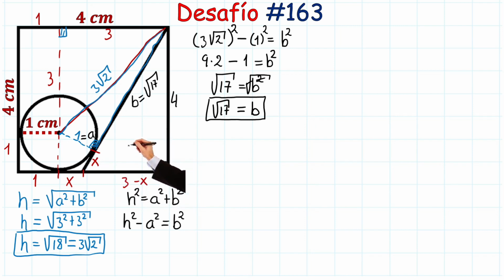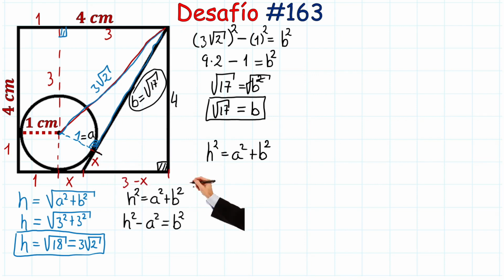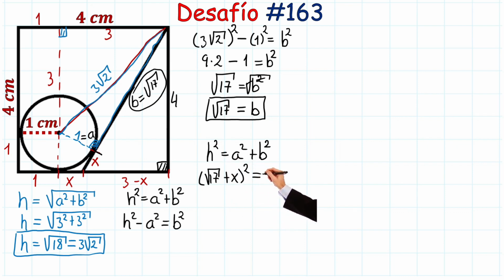How do we do it? We'll apply Pythagoras again. We had said that h squared equals a squared plus b squared. Very good. So these two are the legs. It doesn't matter whether it's this leg or that leg over there. So what's the hypotenuse squared? We'll be adding this, that is the square root of 17, which measures from here to here, plus x. So the hypotenuse is the square root of 17 plus x. Let's put it here, and this is squared, equals a squared.